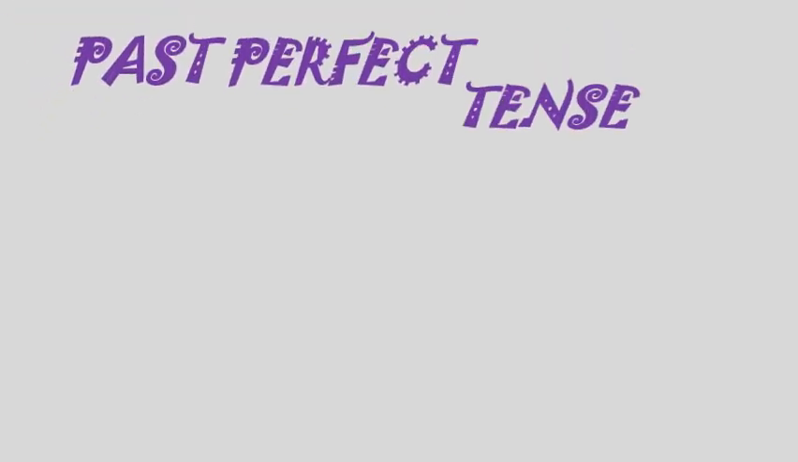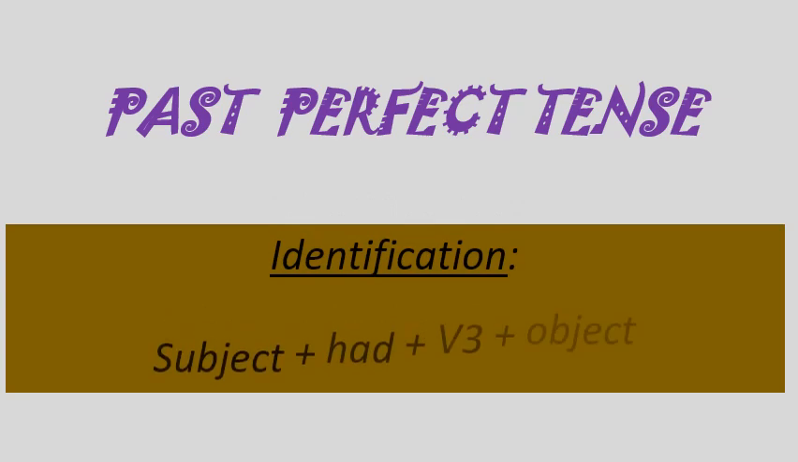Let's see the meaning and identification or structure of past perfect tense. Past perfect tense indicates an action in the past that had been completed before another time or event in the past. Or we can say that the past perfect tense is used to demonstrate an action that occurred before another action in the past. Now let's see the structure or identification of past perfect tense.